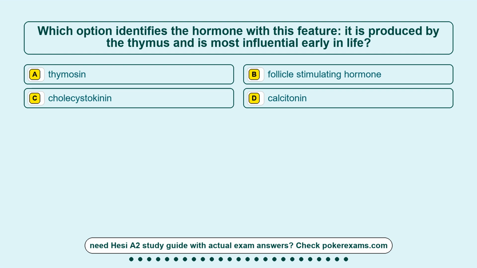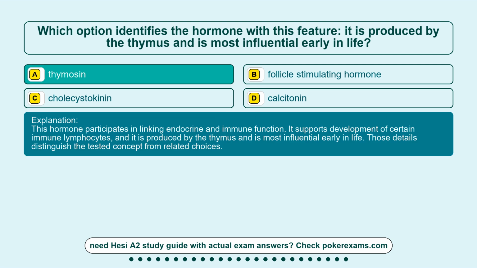Question 3. Which option identifies the hormone with this feature? It is produced by the thymus and is most influential early in life. Option A, thymosin. Option B, follicle-stimulating hormone. Option C, cholecystokinin. Option D, calcitonin. The correct answer is option A, thymosin.